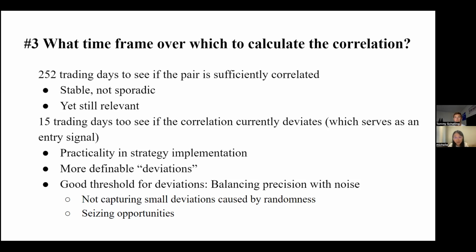We are also balancing precision with noise here. It's not so long that we fail to capture the quick deviations, but meanwhile, it's not so short that we capture small deviations caused by randomness.